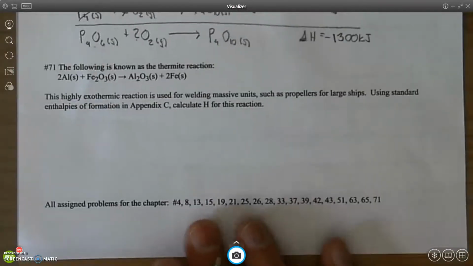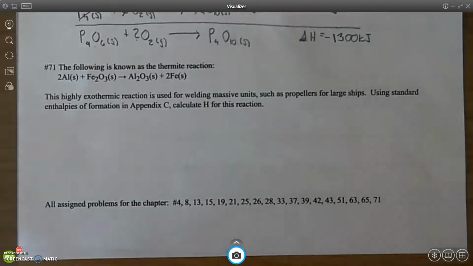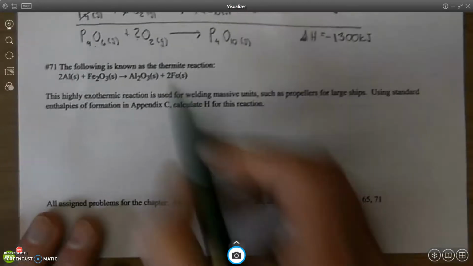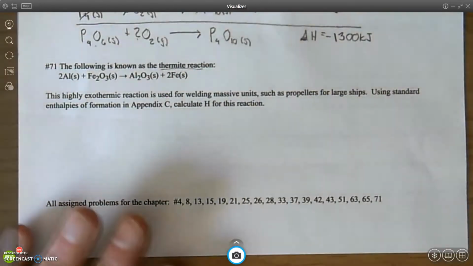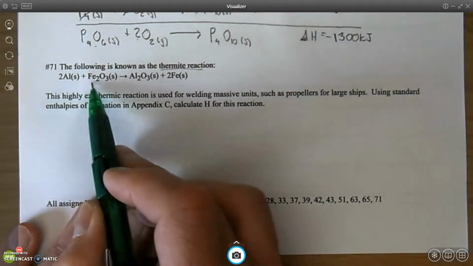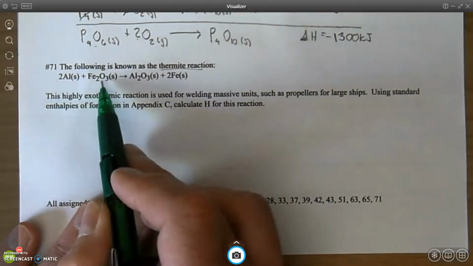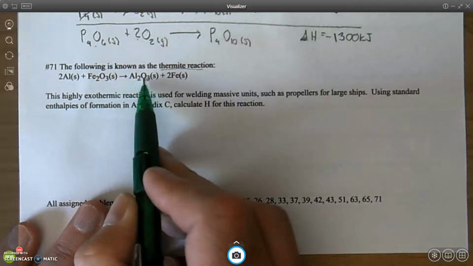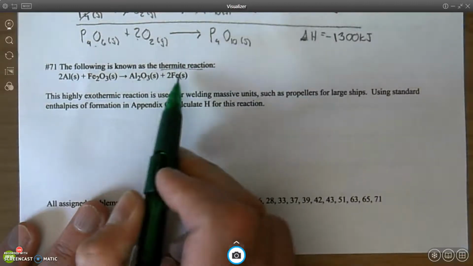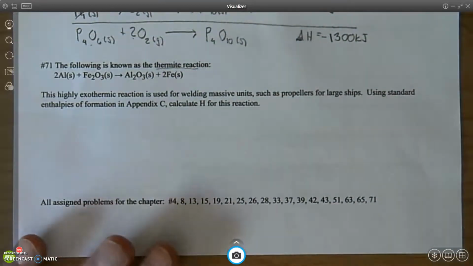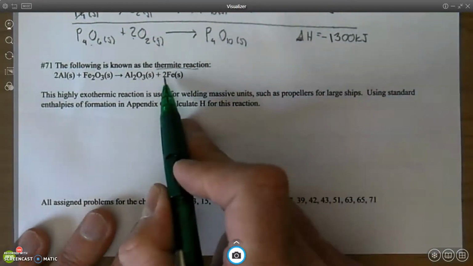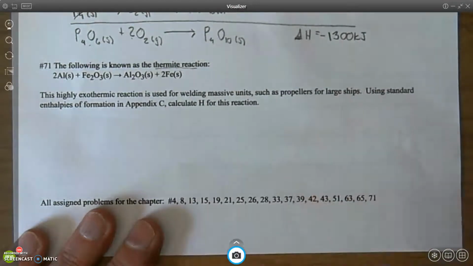All right, let's look at the very last problem, 71. Interesting one. It's a thermite problem, really exothermic. You have this reaction in which you have some solid aluminum, some iron oxide, and it goes through a chemical change in which you get some aluminum oxide and iron as a result. They use this for some underwater metal work in which you can get iron as a product, which is kind of convenient if you have an iron boat.